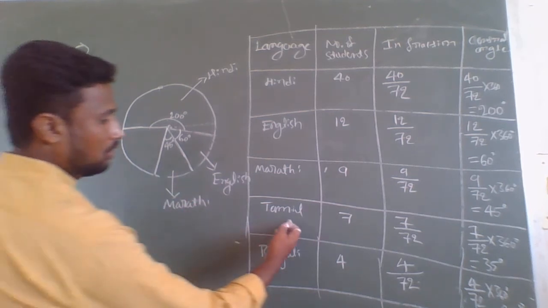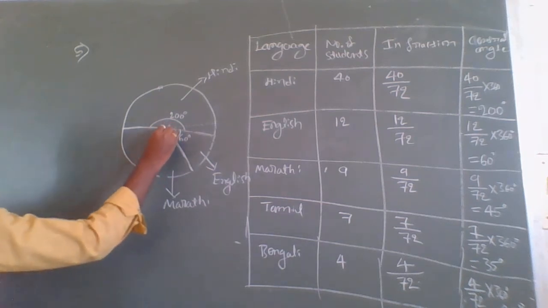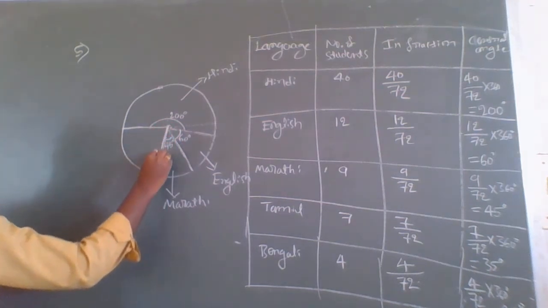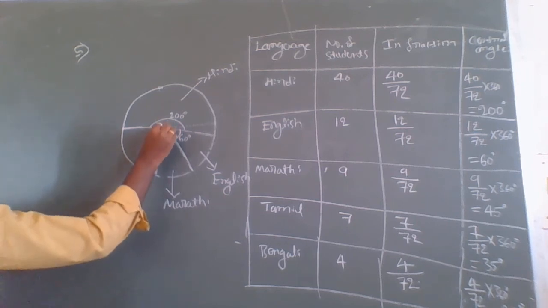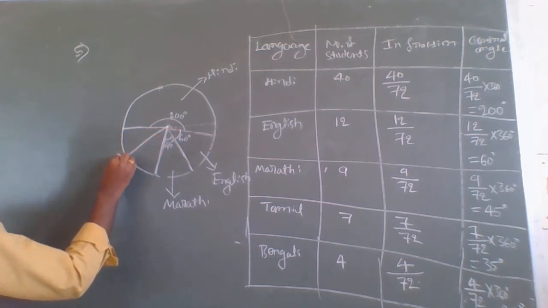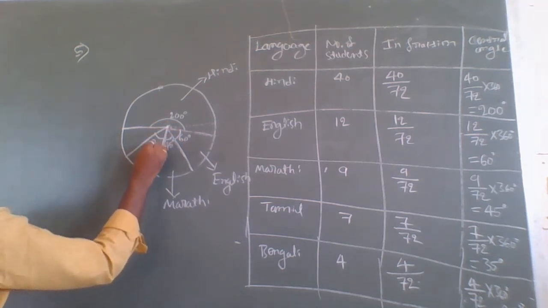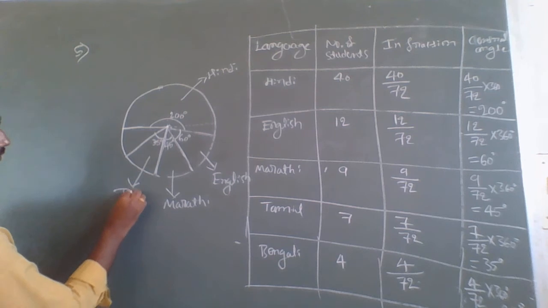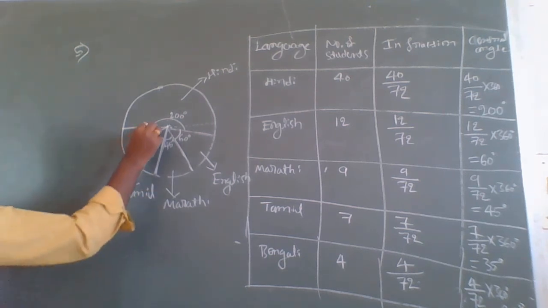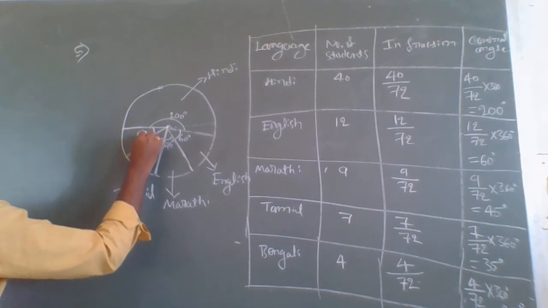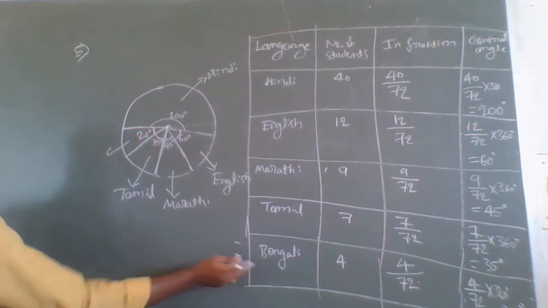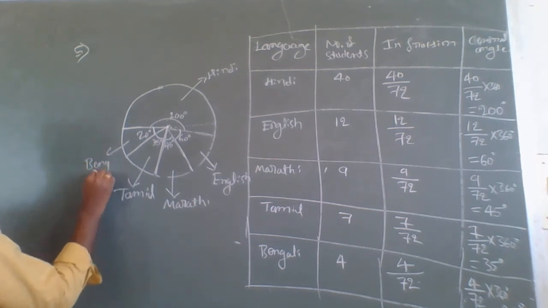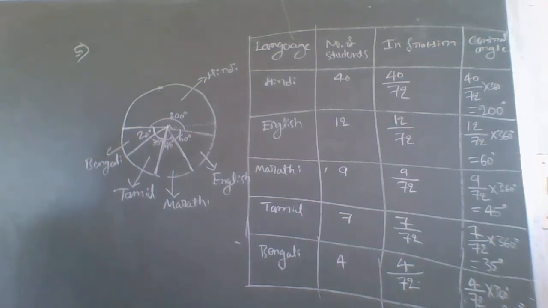Next language is Tamil, 35 degree. Now consider this as the baseline. Place the protractor on this baseline, and this is the point. Now consider 35 degree. So this is 35 degree for the Tamil language, and the remaining is 20 degree. This is for Bengali. So this is the pie chart for the information they have given.